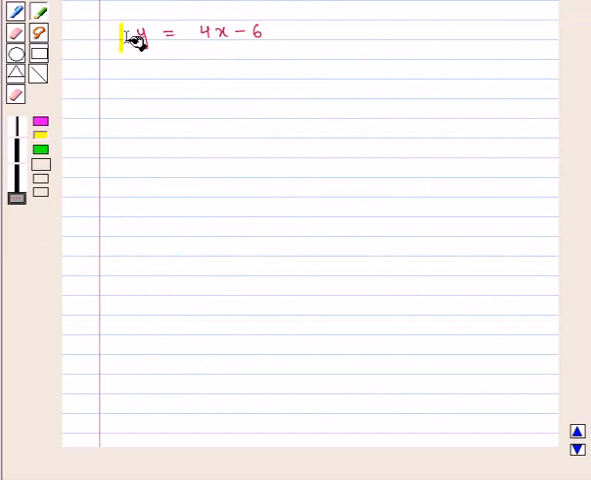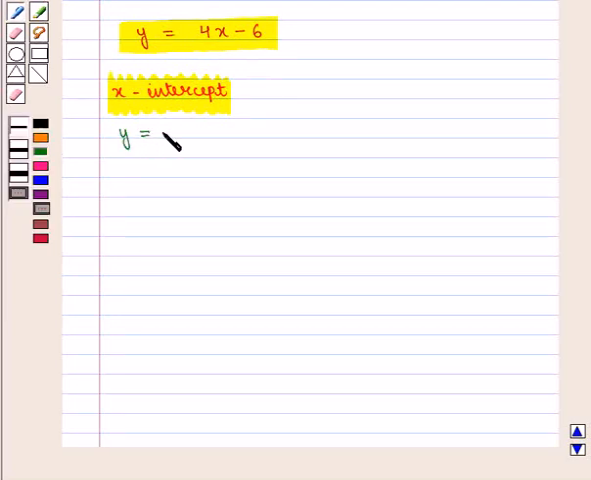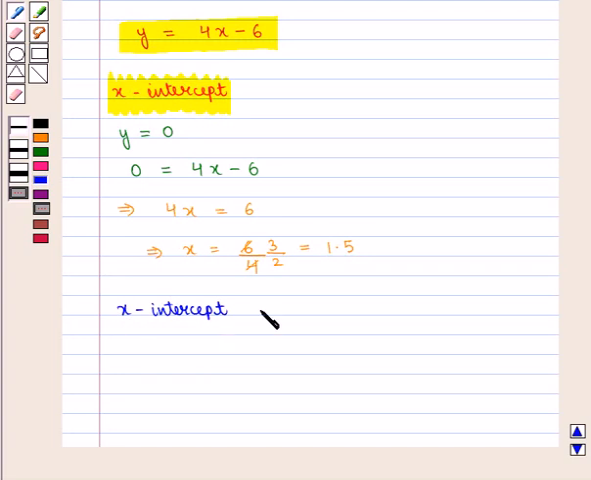And now we graph the line y is equal to 4x minus 6. Here also, to find the x-intercept, we put the value of y as 0 in this equation. That is, for y equal to 0, the equation becomes 0 is equal to 4x minus 6, which implies that 4x is equal to 6, that is, x is equal to 6/4, which is equal to 3/2, and is equal to 1.5. Therefore, the x-intercept is given by the coordinates (1.5, 0).